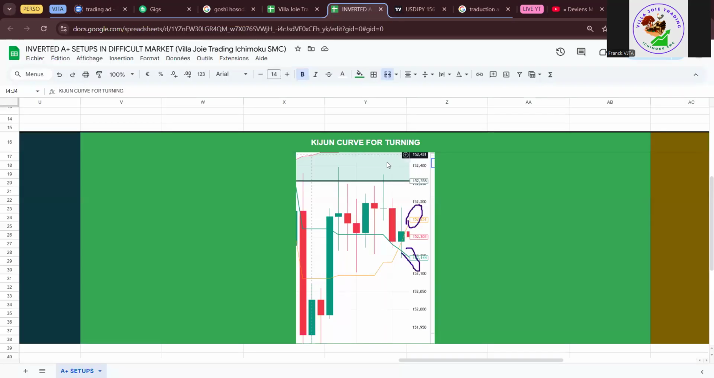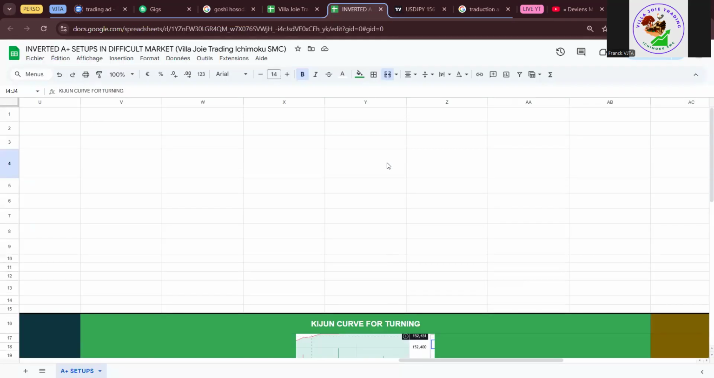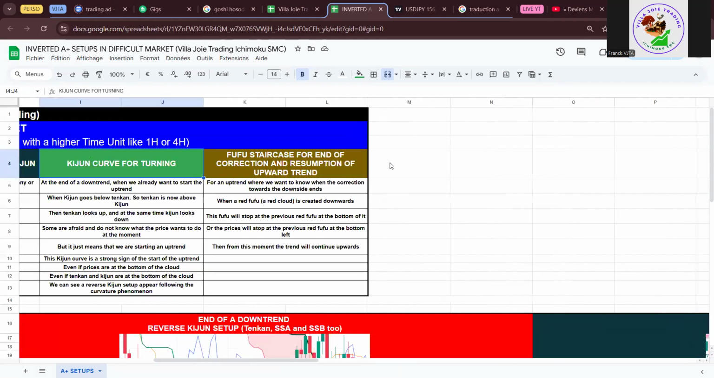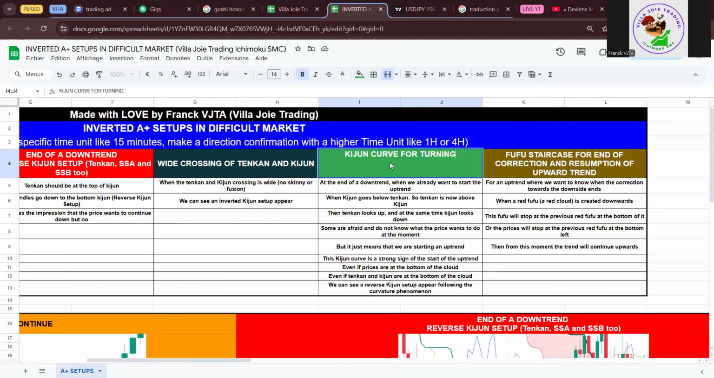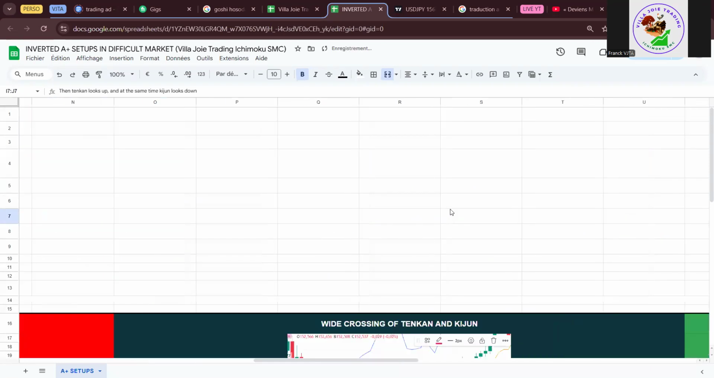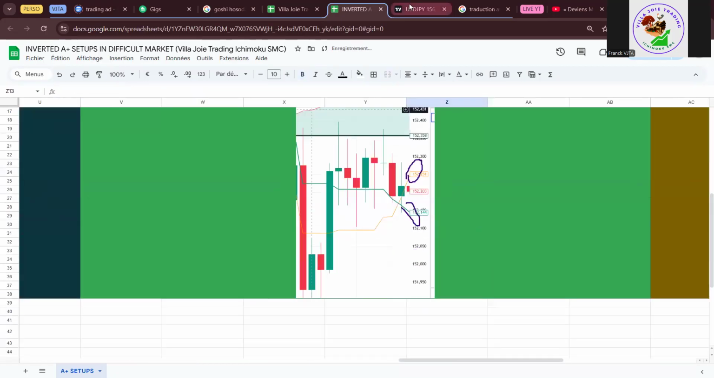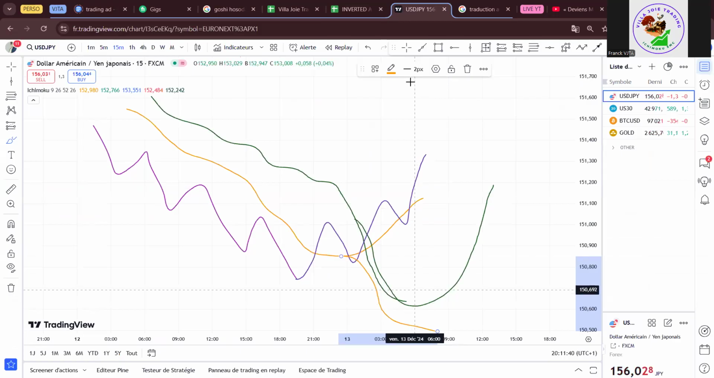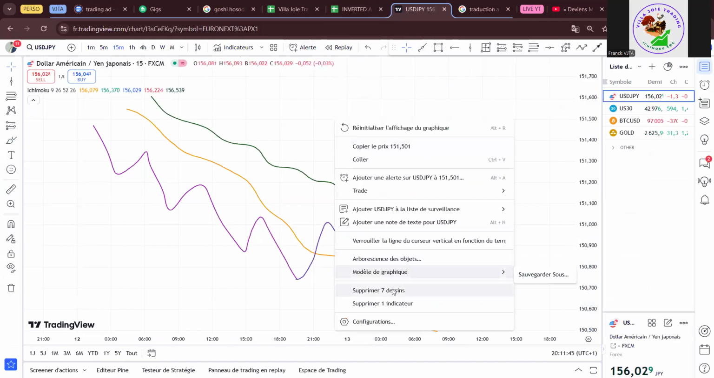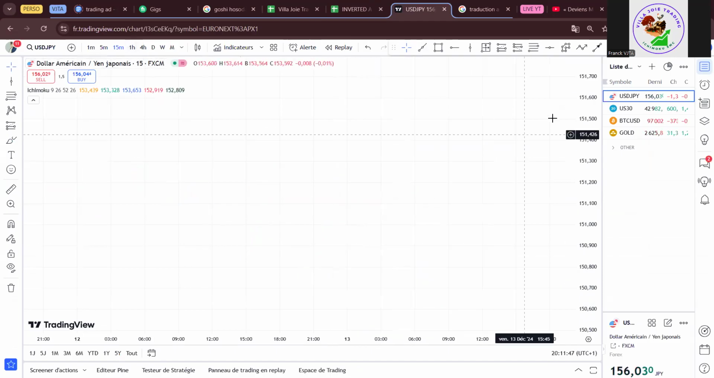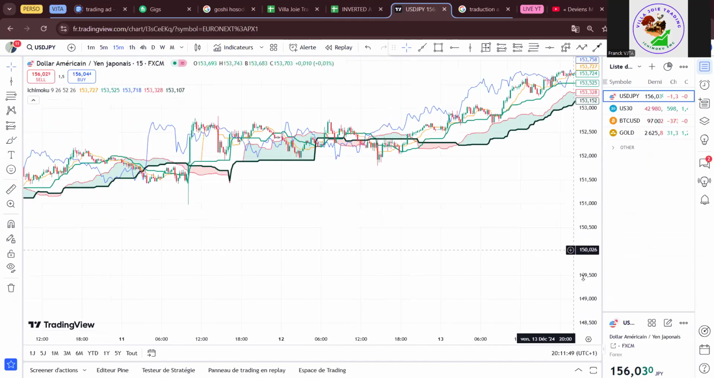So this setup is for reversal, right? If you want to understand reversal, you need to understand this setup. This also happened a lot of times. So let us look at the candles.